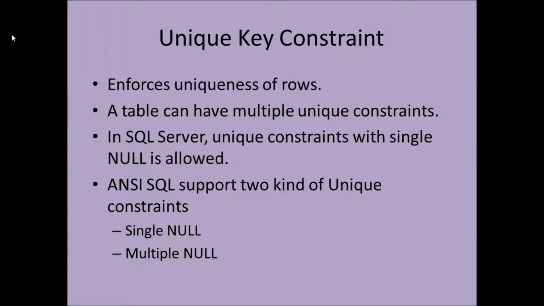Second is unique key constraint. Just like primary key constraint, it enforces uniqueness of rows. Unlike primary key constraint, a table can have multiple unique key constraints. Unlike primary key constraint, a single null is allowed in a unique key constraint. So SQL Server supports a single null, while ANSI SQL supports two kinds of unique key constraint, one with a single null, another one with multiple nulls.